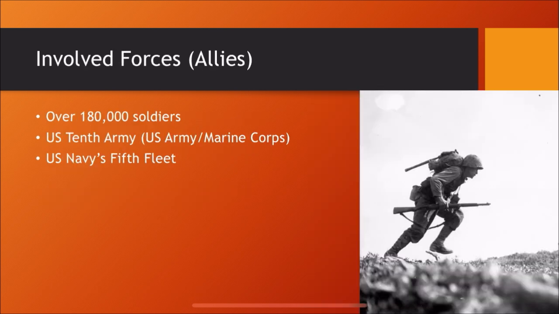Now I'm going to explain the involved forces from both sides of the conflict. So the involved forces for the Allies in the battle included a force containing well over 180,000 men. The force included a combination of the United States 10th Army and the United States Navy's 5th Fleet, as well as some other allies, such as the British.